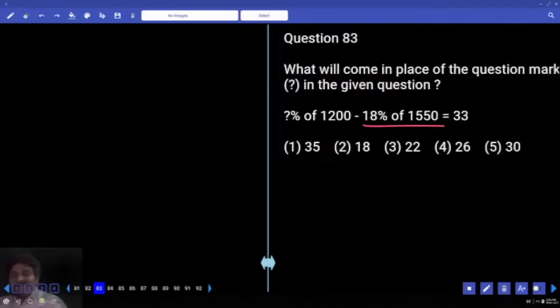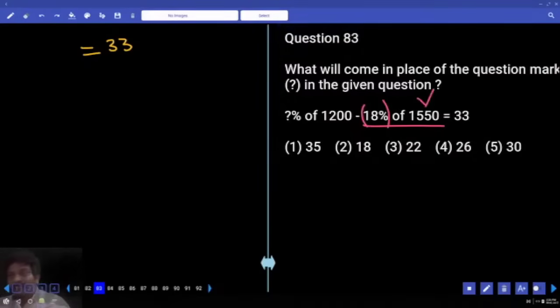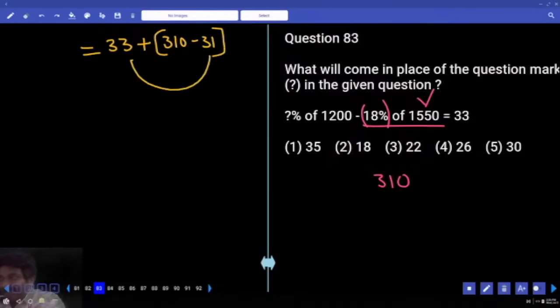This goes to right hand side and becomes plus, correct? Already we have 33. 18% in the sense 20% minus 2%. What is 10%? 20%, 310. And then we have to subtract 31, right? Look at this. I don't want to subtract there. Minus 31. This is 1, correct? This 31 can be taken from 33. How much is left? And we have 3, 1, 2.